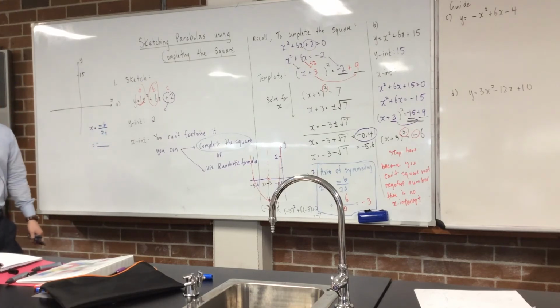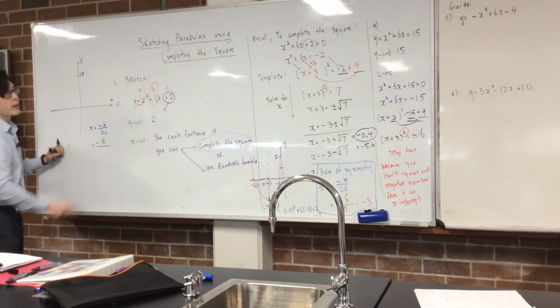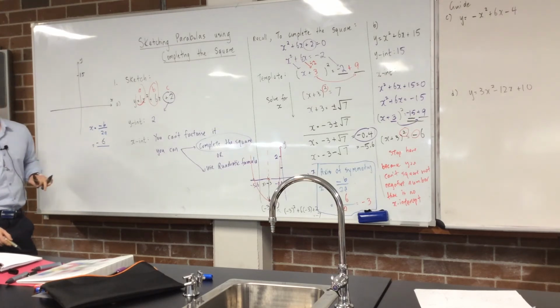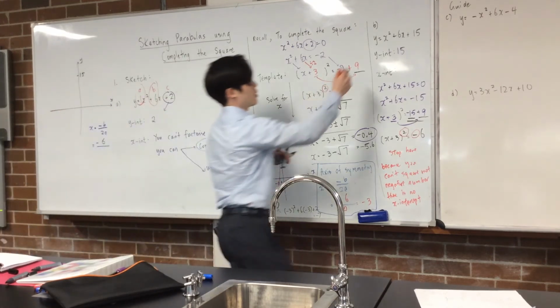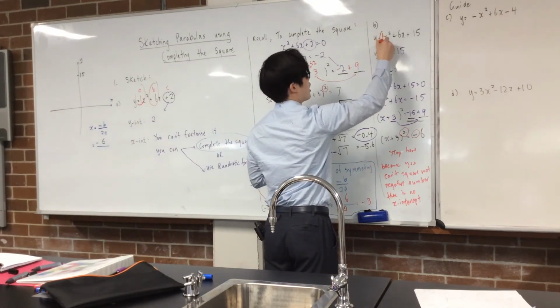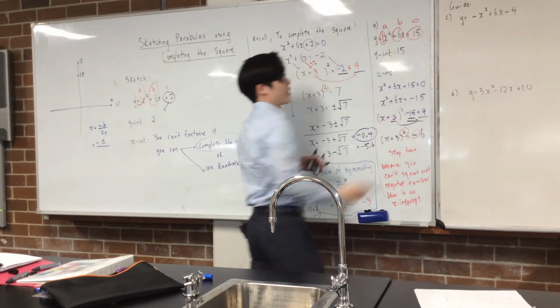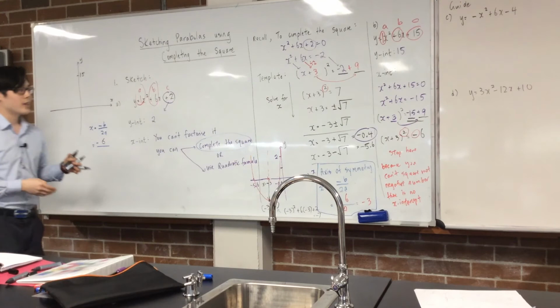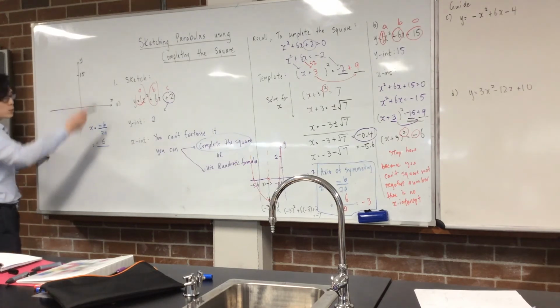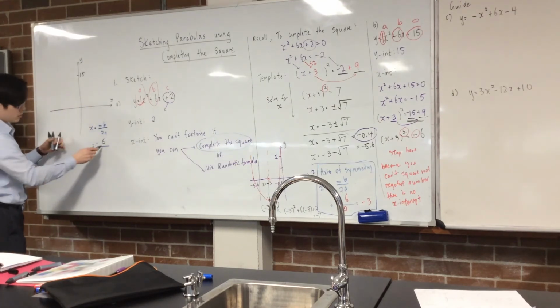Ladies, what's my b value in that question? 6. And what's my 2 times a? What's my a value in that equation? 1. Yeah, but 2 times a. Oh, yeah. You need to cater for everyone in the audience. All right, so 2 times 1, like you said, is 2.